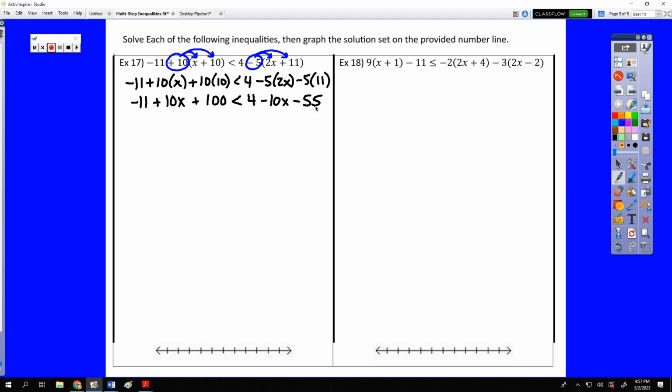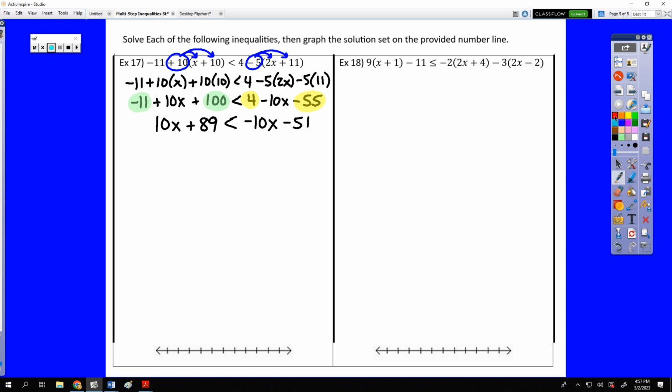All right, now we're going to go to the combine step. On the left side of the equation, we have two numbers, 100 and negative 11. So we can add those two together. That would be 10x plus 89, 100 minus 11 is 89, is less than, and then on the other side, we still have two numbers there as well. So we're going to add those together. So we would have a negative 10x, and then we would have 4 minus 55, which is negative 51.